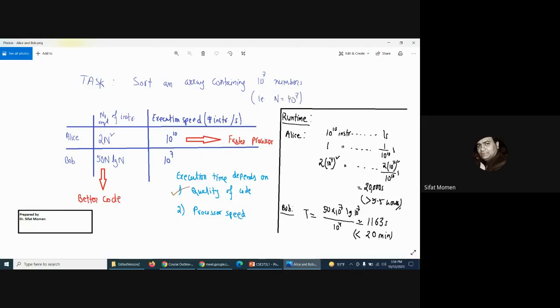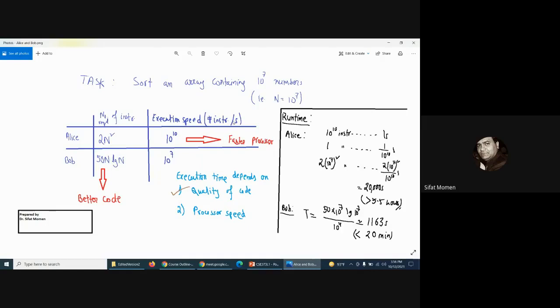Yes, sir. And here's what we know so far. Alice comes up with an algorithm that requires some 2n² instructions to solve the problem. Bob, on the other hand, comes up with an algorithm that takes some 50n log n instructions to solve the same problem, right, Nakina? Looking at the number of instructions required, we can see that clearly Bob requires fewer instructions.